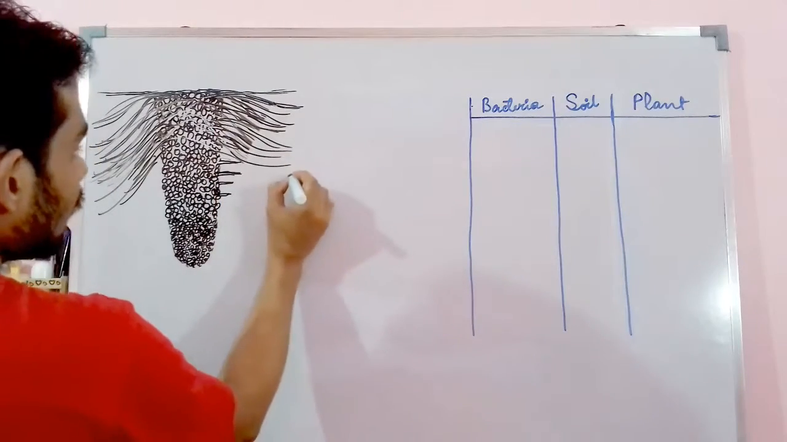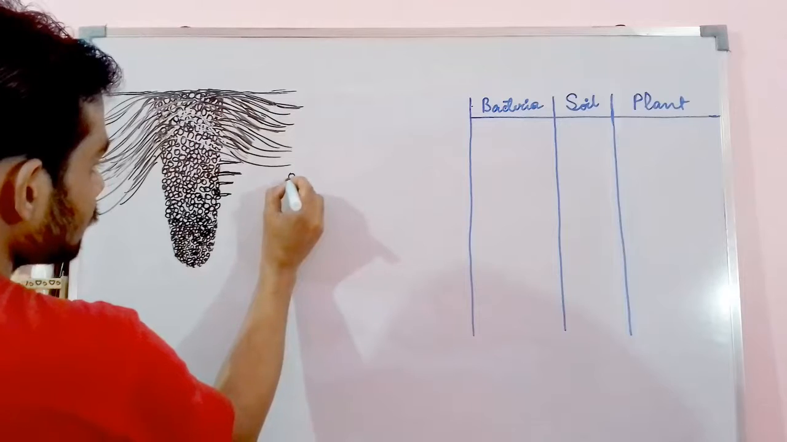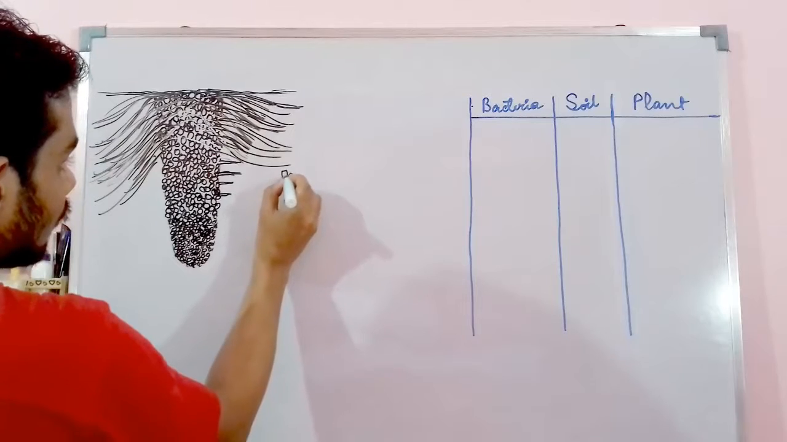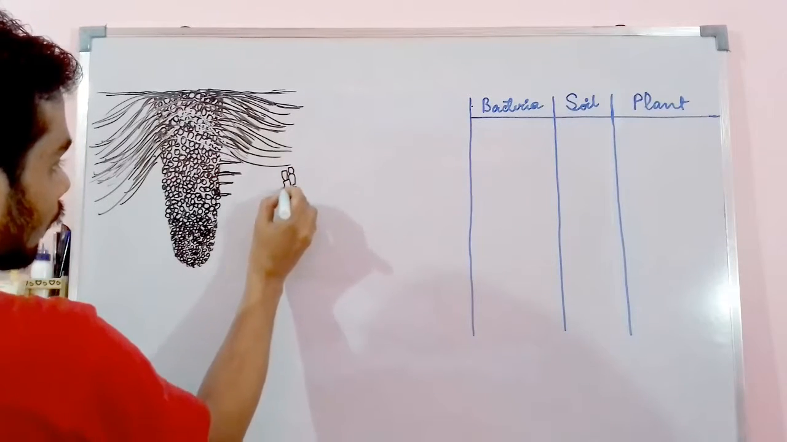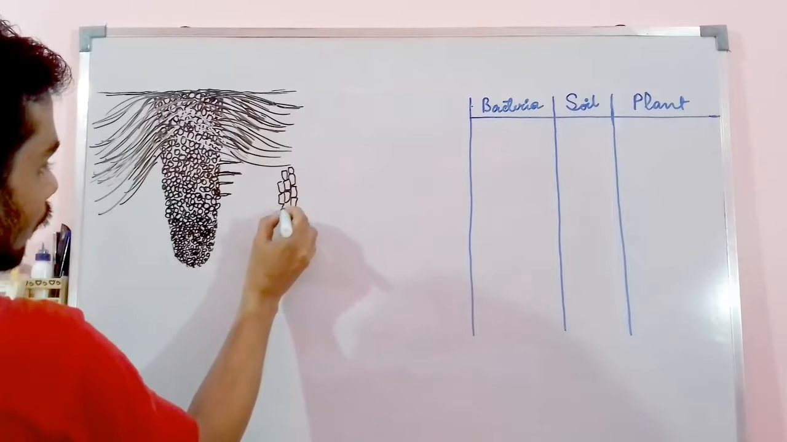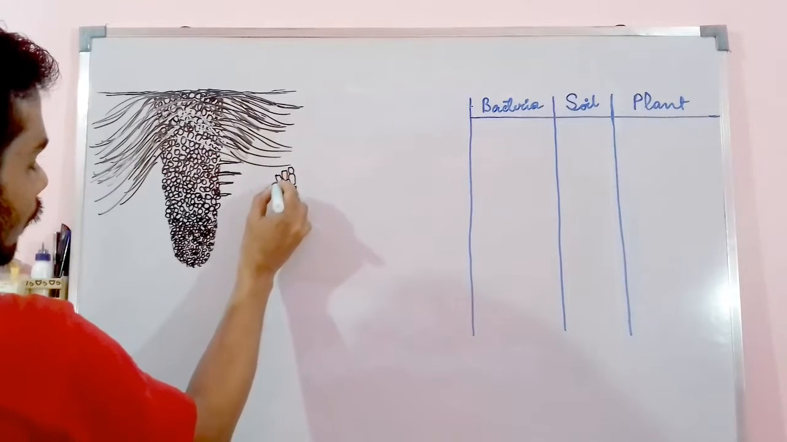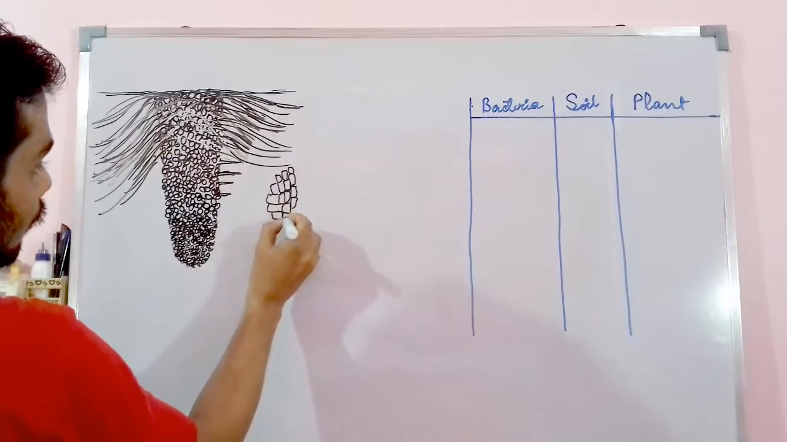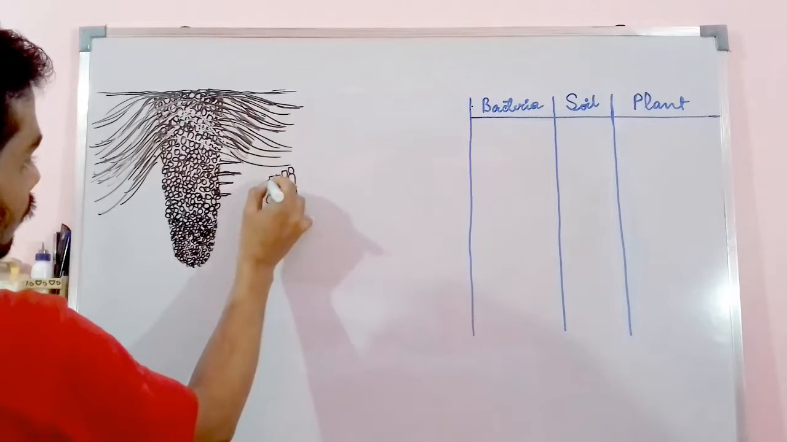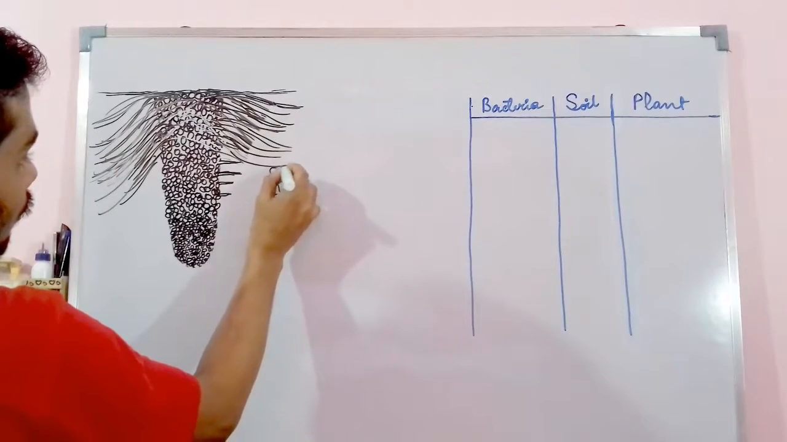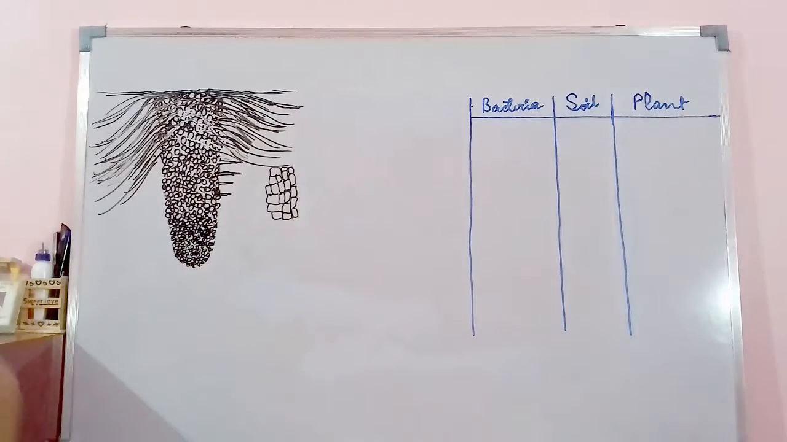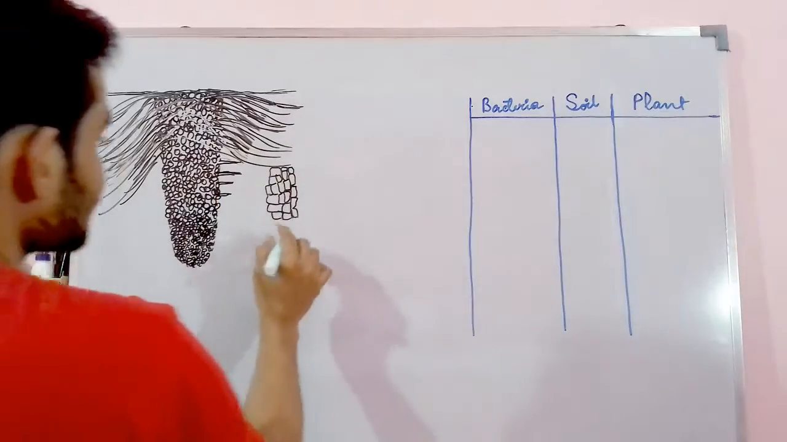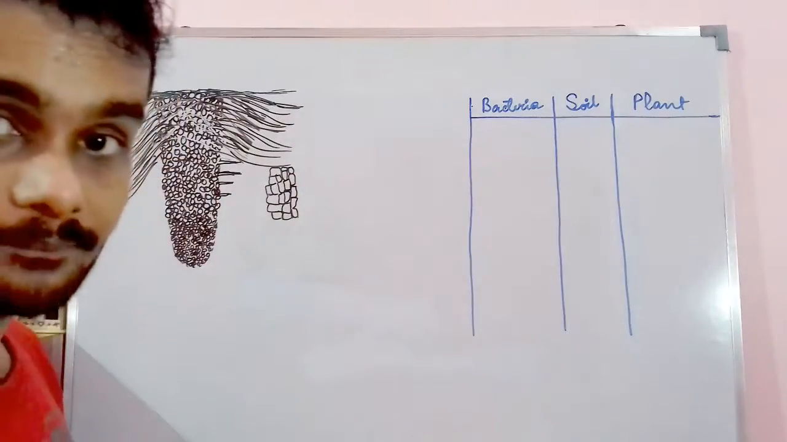Let me draw a portion of the root hair here. Then it would be easier to understand. Okay, this is the portion of the root hair. Now, in this case, what happens? This is the cellular portion. These are the cells. This portion is mainly the cortical cells.